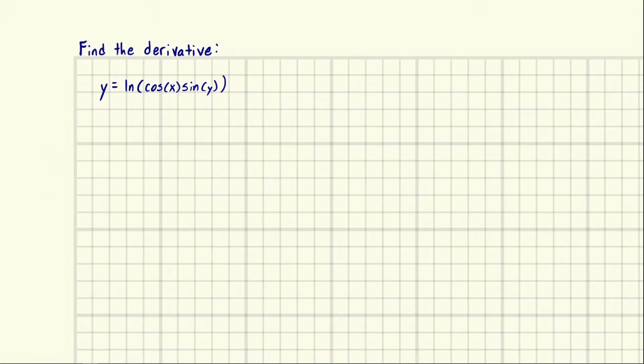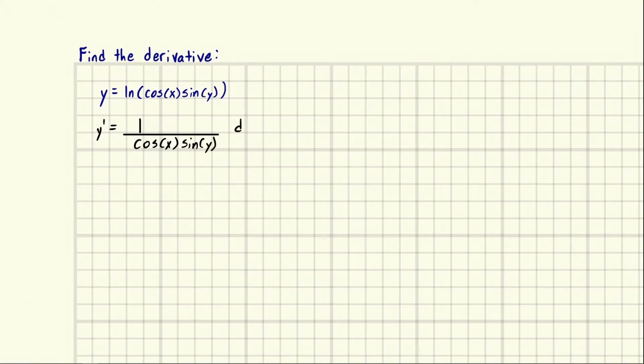So just looking at this, we'll just take the first derivative. Well, I guess that's the whole problem. We're going to take the derivative though. So we get y prime here. The derivative of the natural log is 1 over what's inside the natural log. So we're going to have cosine x times sine y. But then it's going to be multiplied by the derivative d dx of cosine x sine y.